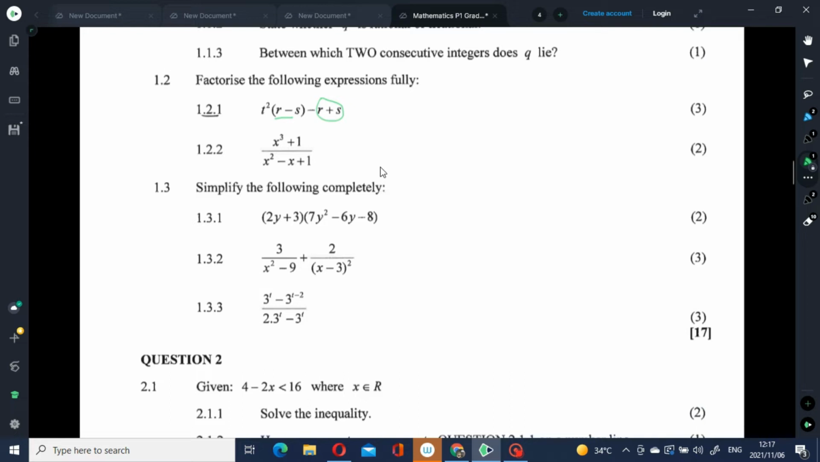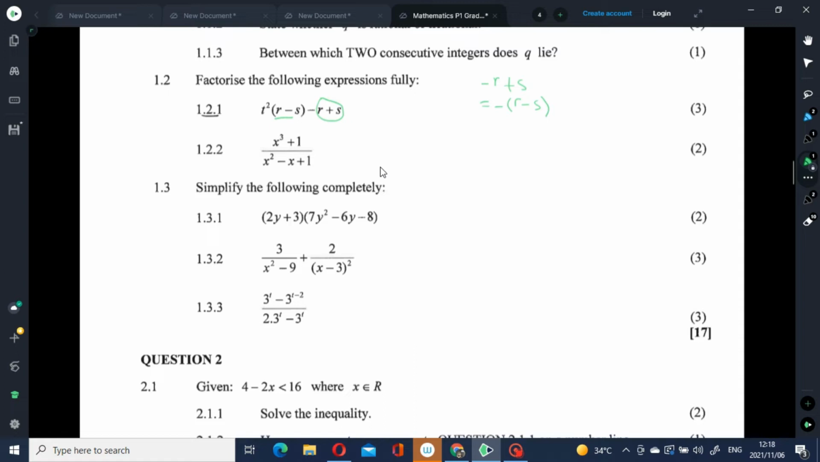It's possible to factor out minus 1 as follows. It's quite straightforward actually. So minus 1 can be factored out, minus 1 (r minus s). If you multiply that minus 1 inside the bracket, you will get minus r plus s. So we can actually rewrite 1.2.1 as follows.